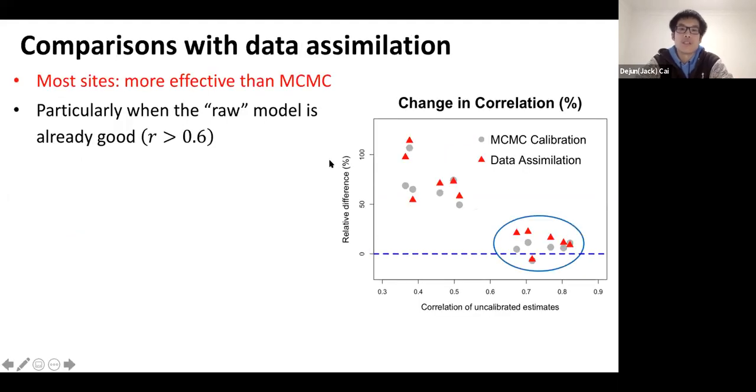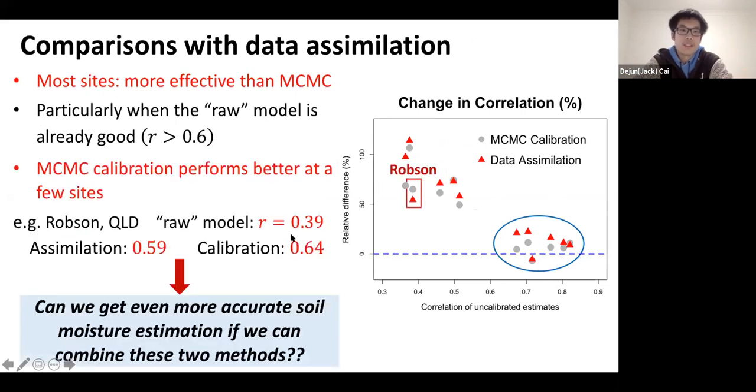We then compare with the result from data assimilation, which are these red triangles. In general, the data assimilation improves the model performance more effectively. This advantage becomes more evident when the original raw model already performs quite well, and the calibration didn't make much difference. However, the MCMC calibration sometimes performs better.